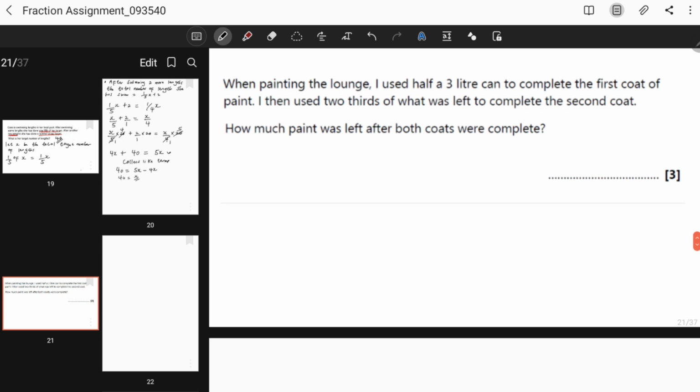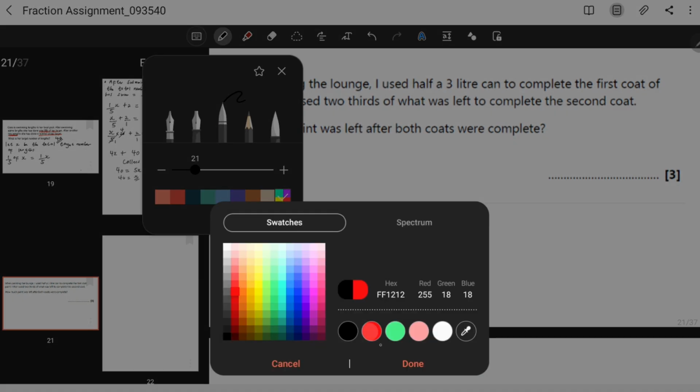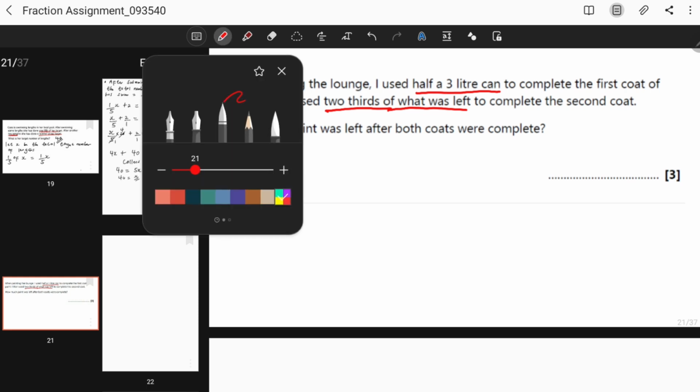So this very one said, when painting a lounge, I used half a liter. So I want to underline keywords that will help us while solving. I used half a 3-liter can to complete the first coat of paint, and then used 2/3 of what was left to complete the second coat, right?